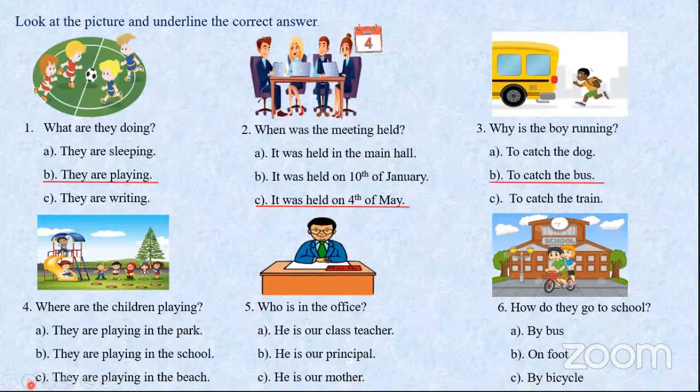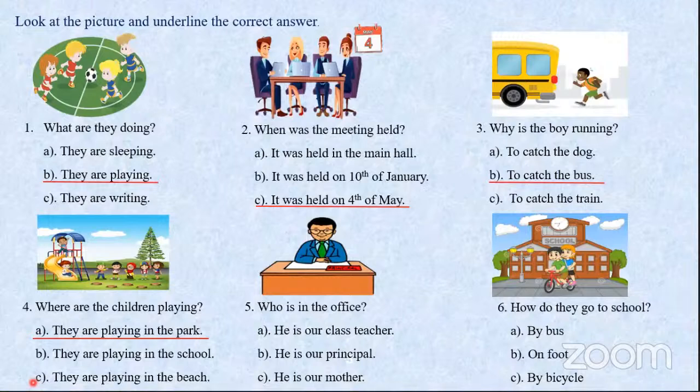Next one, fourth question. Where are the children playing? You can see the children are playing in a children's park. There are three answers: they are playing in the park, they are playing in the school, they are playing in the beach. So the answer for the fourth question is the first one, they are playing in the park.